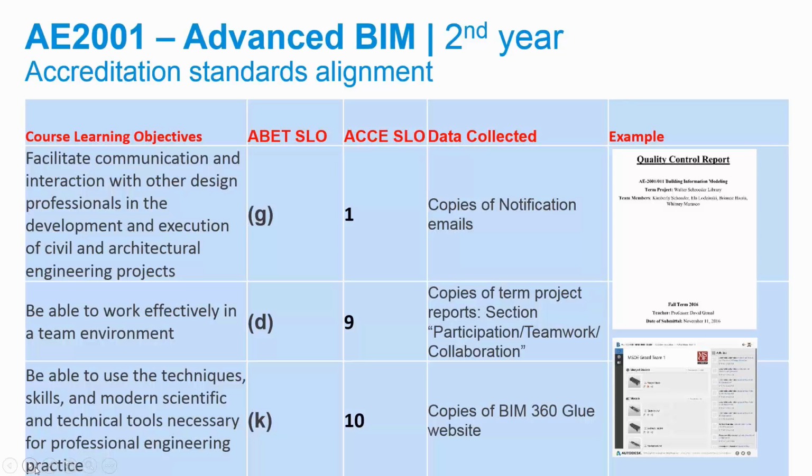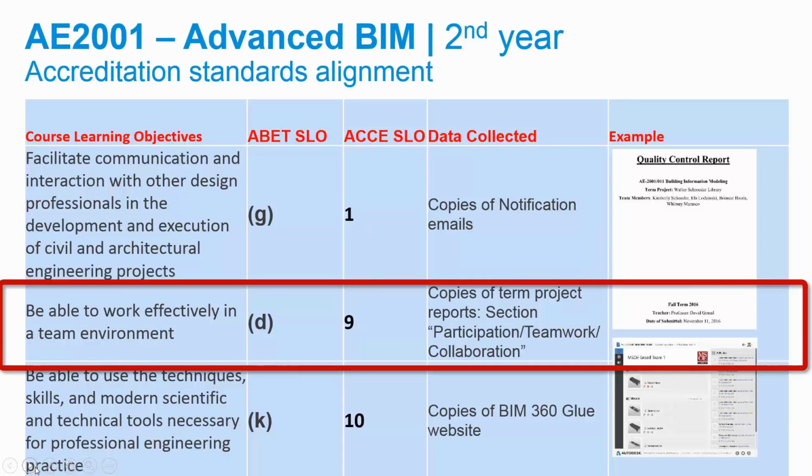And the students also capture their work examples in the project report called the BIM Quality Control Report. For example, we use a specific section of the report called Participation, Teamwork, Collaboration as data for ABET SLO and ACCE SLO student learning outcome number 9, which directly shows how the student works effectively in a team environment.